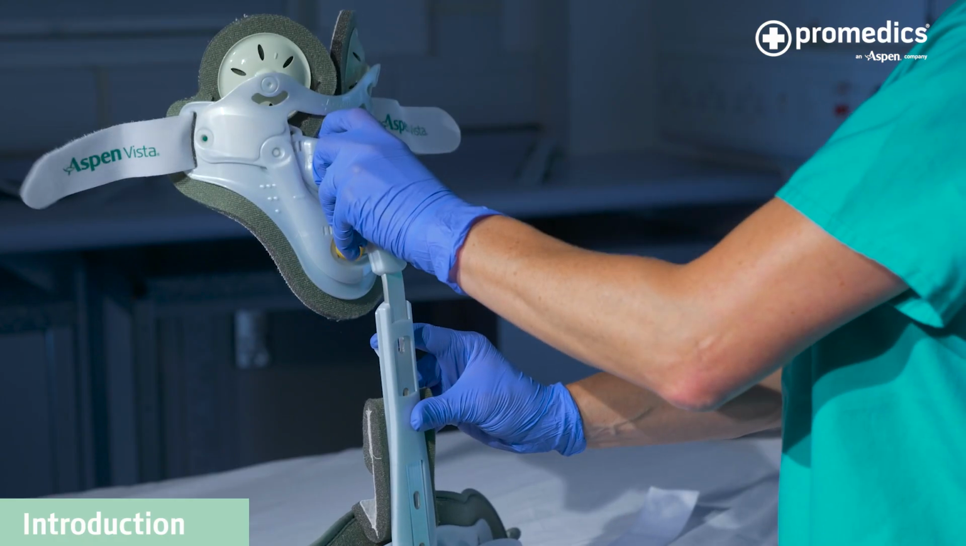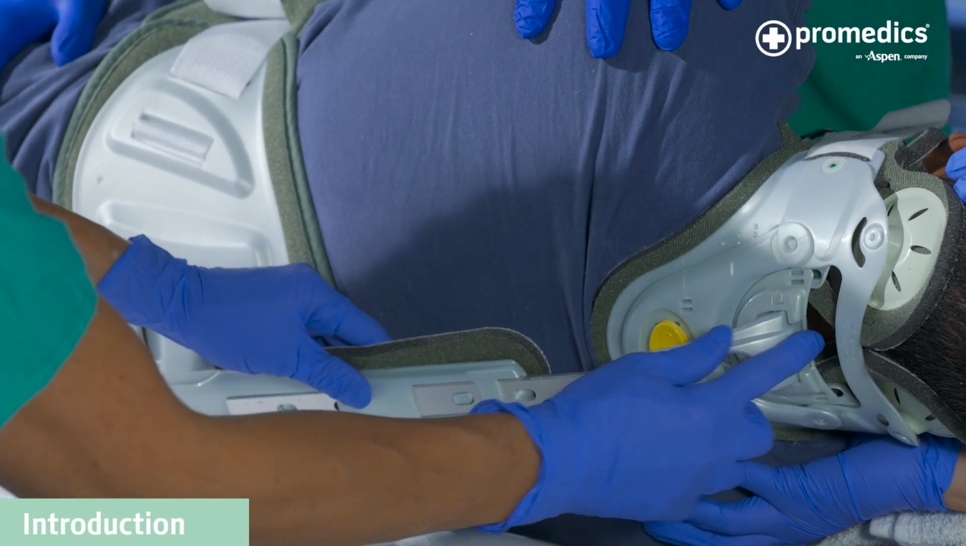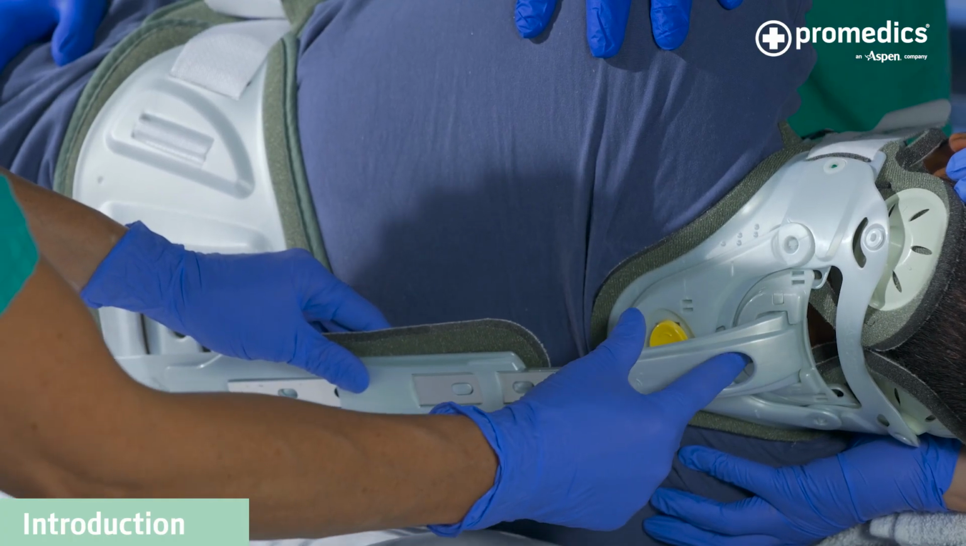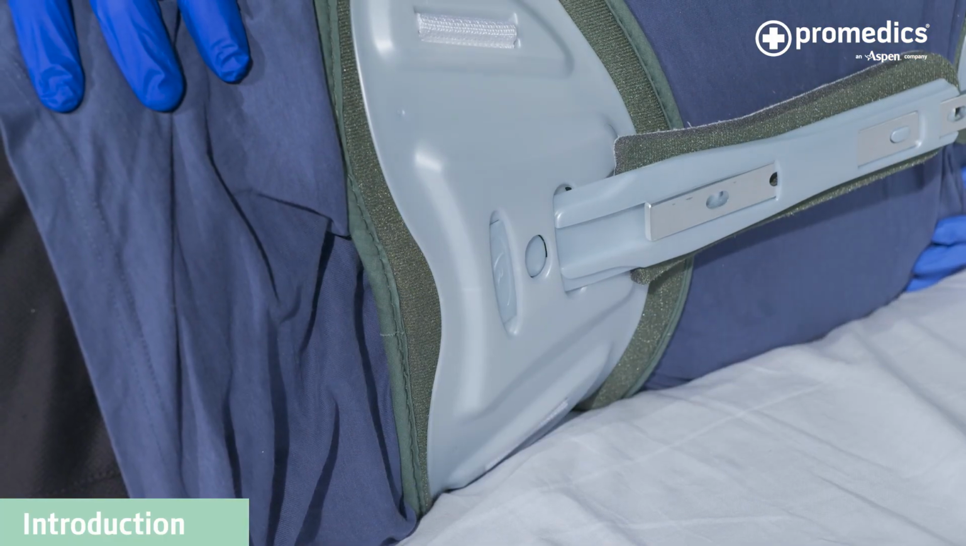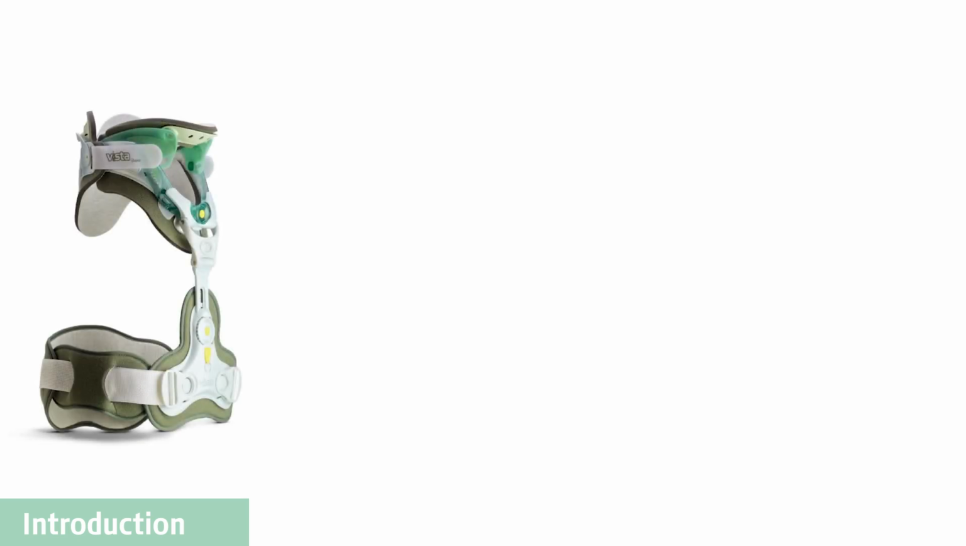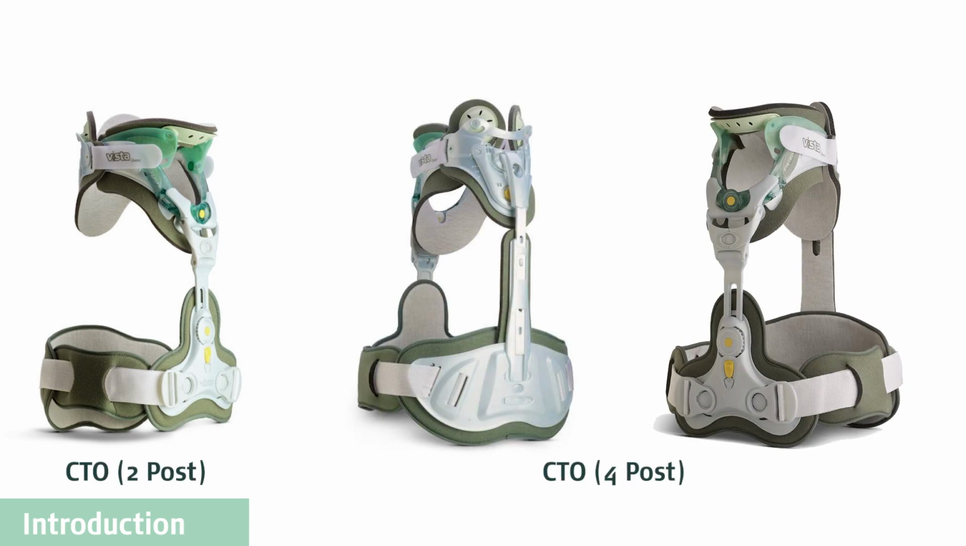The addition of the multi-post back panel allows extra support and adjustability around C1 with the occipital support, as shown. These supports can be adjusted and then locked with the yellow switch. The Aspen Vista CTO comes in two options: the 2-post without posterior strut, CTO2, and a 4-post, CTO4, as shown in the images.